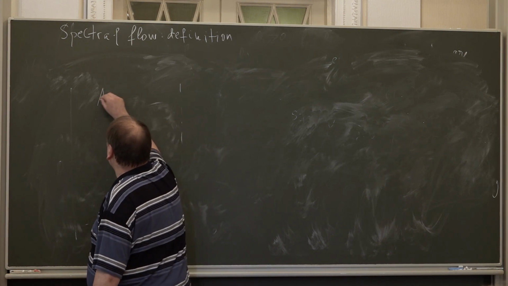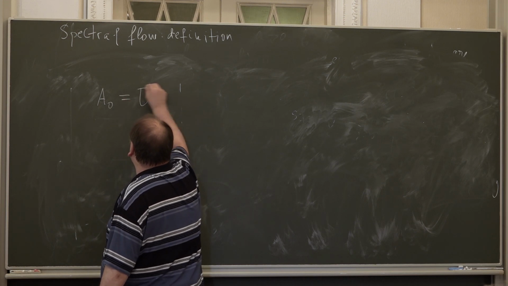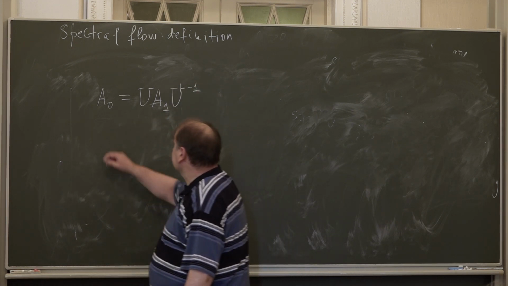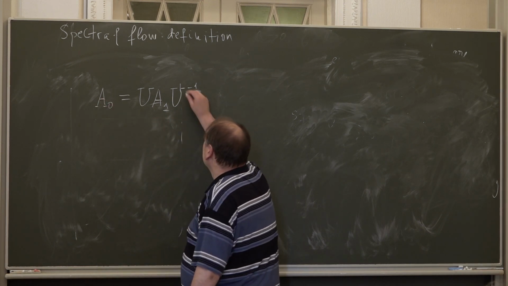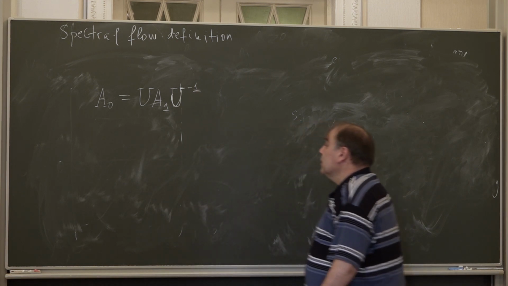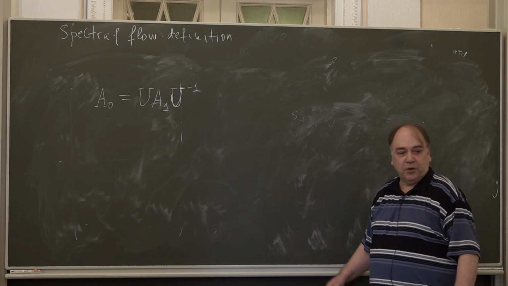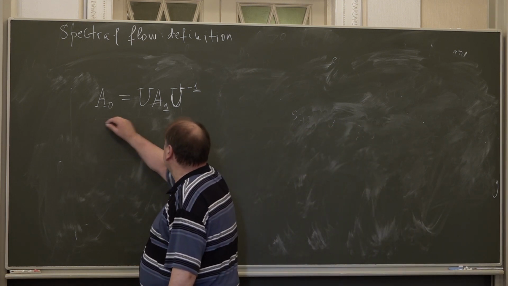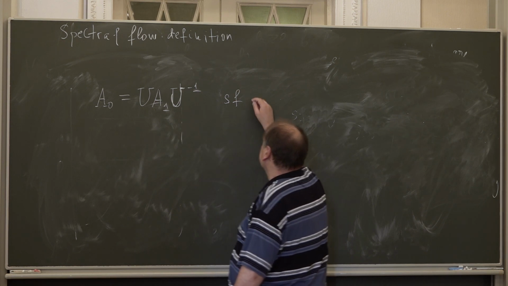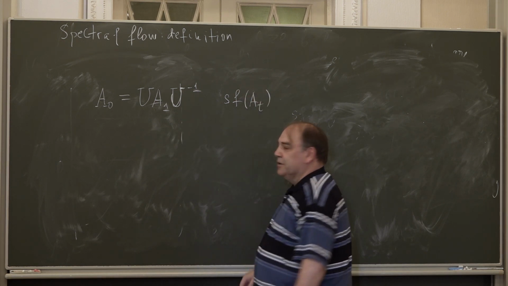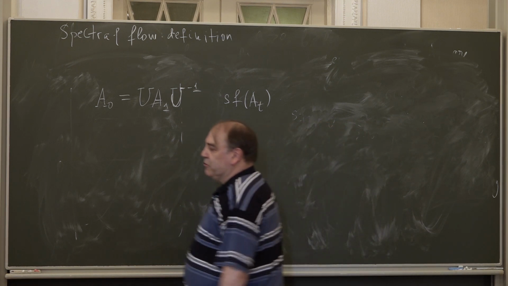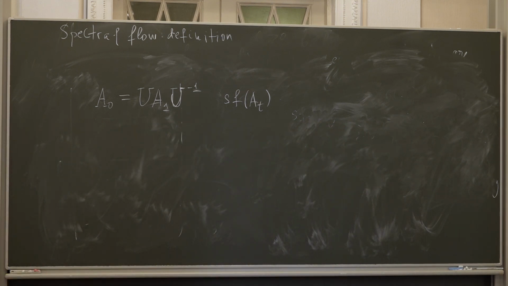Assume that A0 is equal to U A1. Let's assume for simplicity that A0 and A1 are elliptic operators acting on some manifold. So we have a family of self-adjoint elliptic operators for any time, say on a compact manifold, so they have compact resolvent, of course. It continuously depends on tau in the sense of resolvent convergence.